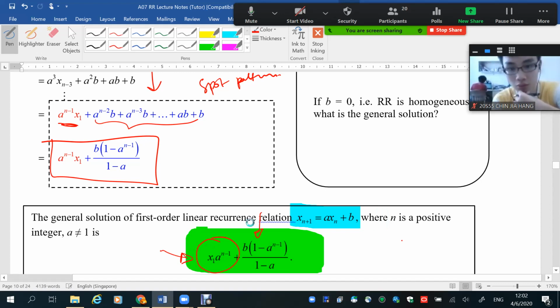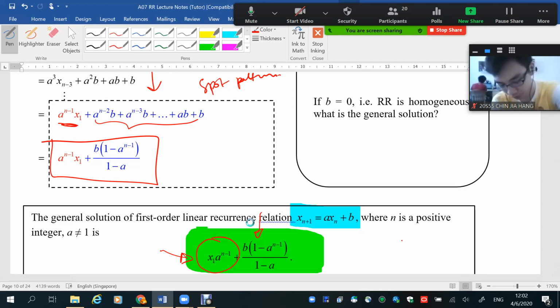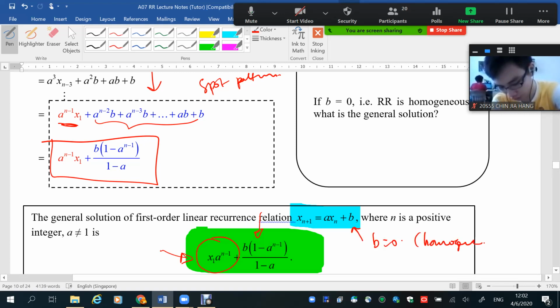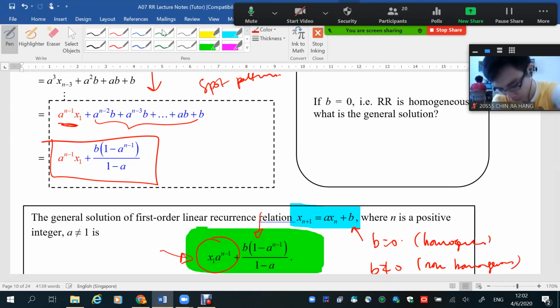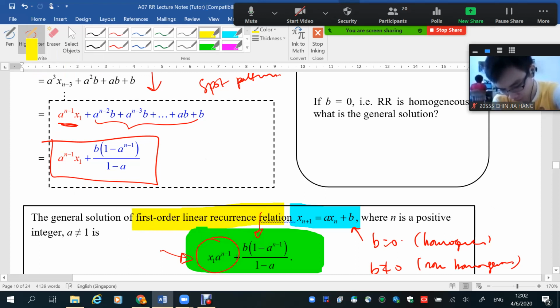So far so good? Anyone not clear what's happening? Can you please write all these little bits to yourself? Plus b means if b is 0, it is homogeneous; b not equal to 0 is non-homogeneous. So it will work regardless. As long as it's a first order recurrence relation, whether homogeneous or non-homogeneous, this will be the same general solution.